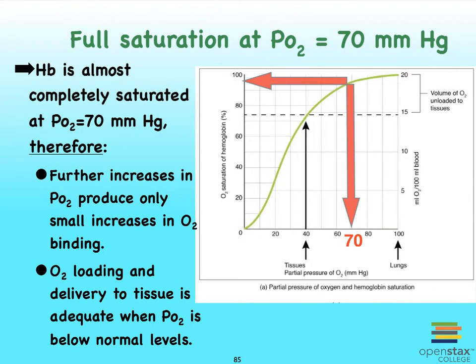Along those lines, let's come back to our graph and notice that our almost 100% saturation is already reached at about a partial pressure of 70 for oxygen. So we don't need to be anywhere near a partial pressure of 100 to have almost 100% saturation rate. We can get by just fine with a partial pressure of 70. Even when we go further down to a partial pressure of 60, we're still in pretty good shape. We're at about a 90% saturation rate. So beyond 70, these increases in the partial pressure of oxygen really are only going to lead to a minimal increase in the saturation for hemoglobin.